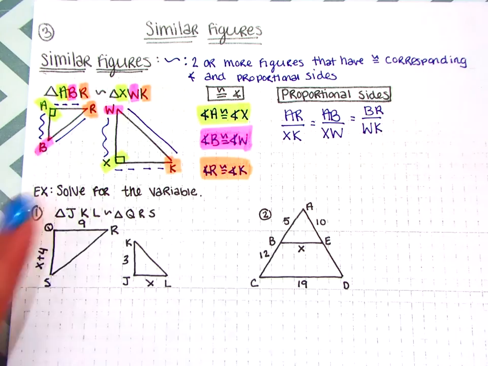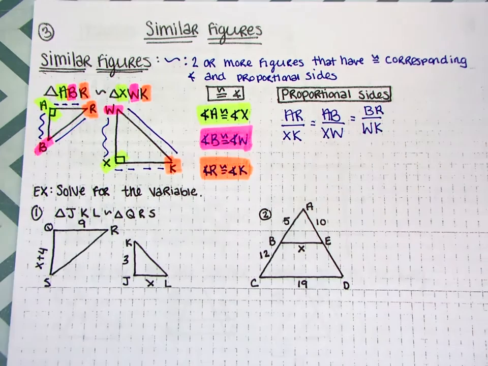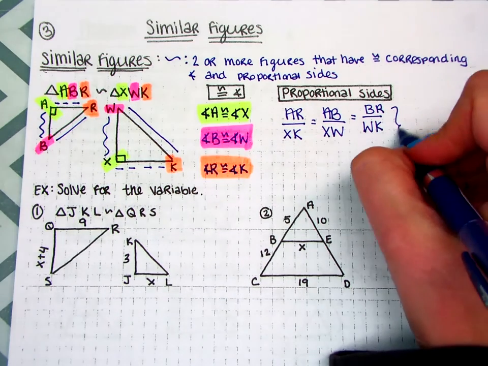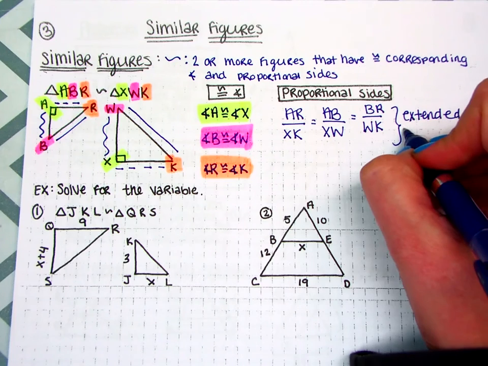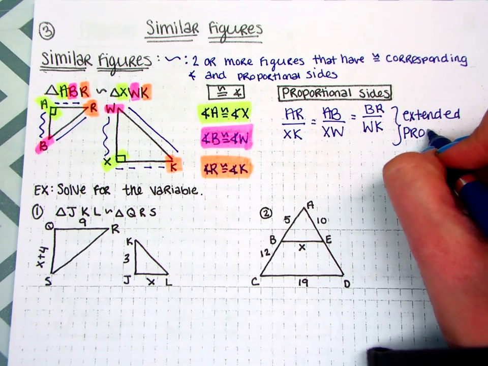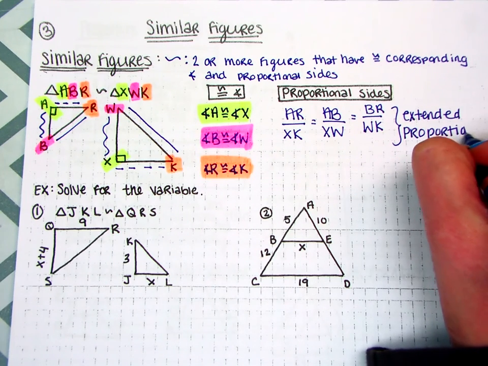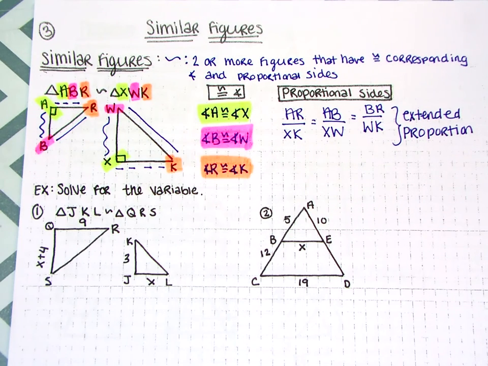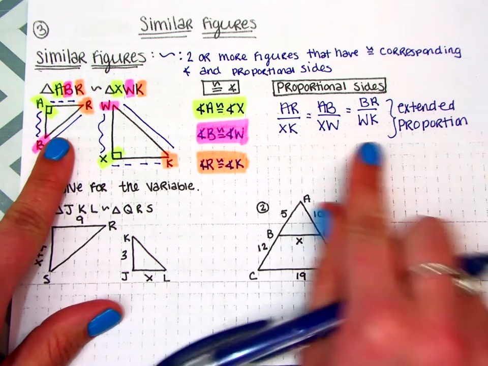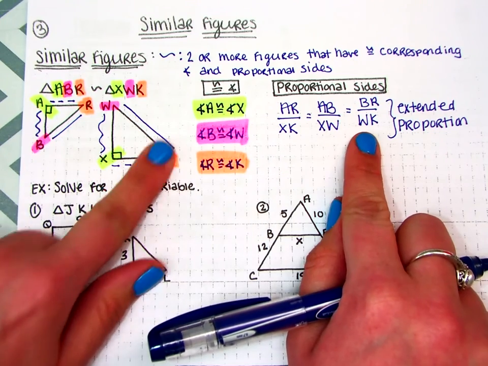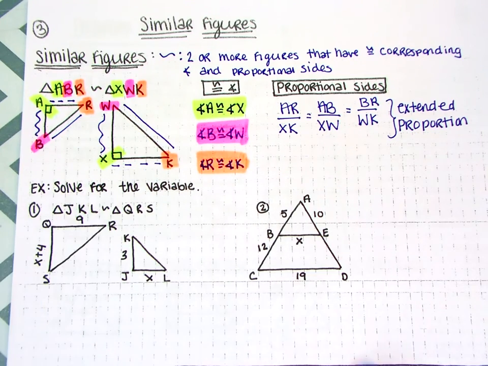Okay. Now this here is called an extended proportion. We talked about extended ratios on page 1. An extended proportion just compares 3 or more ratios. Also notice how we kept the first triangle on the top and we kept the second triangle sides on the bottom. So it's all about consistency.